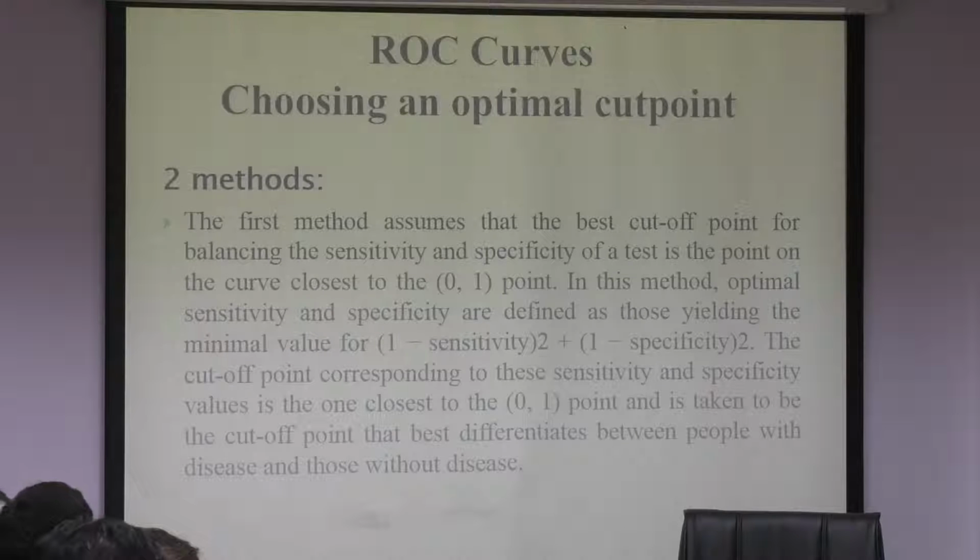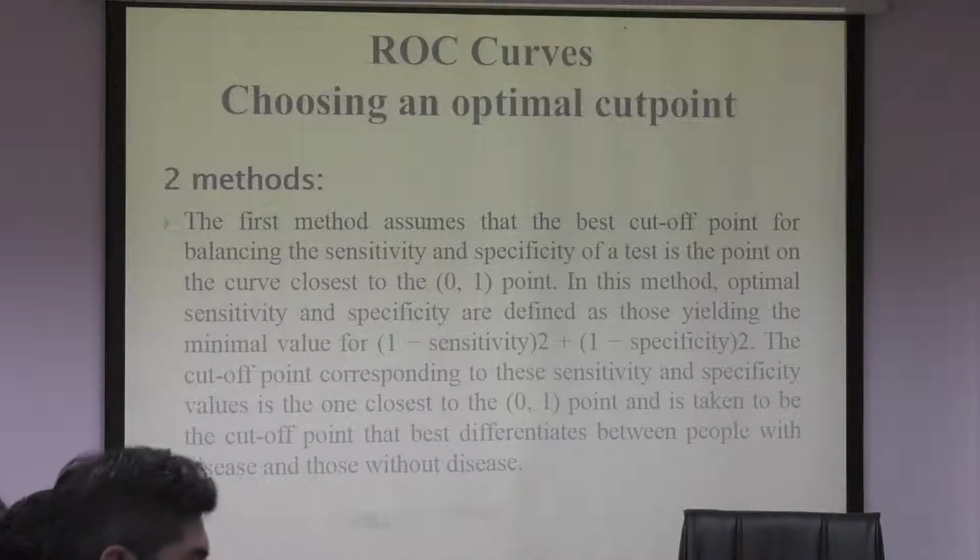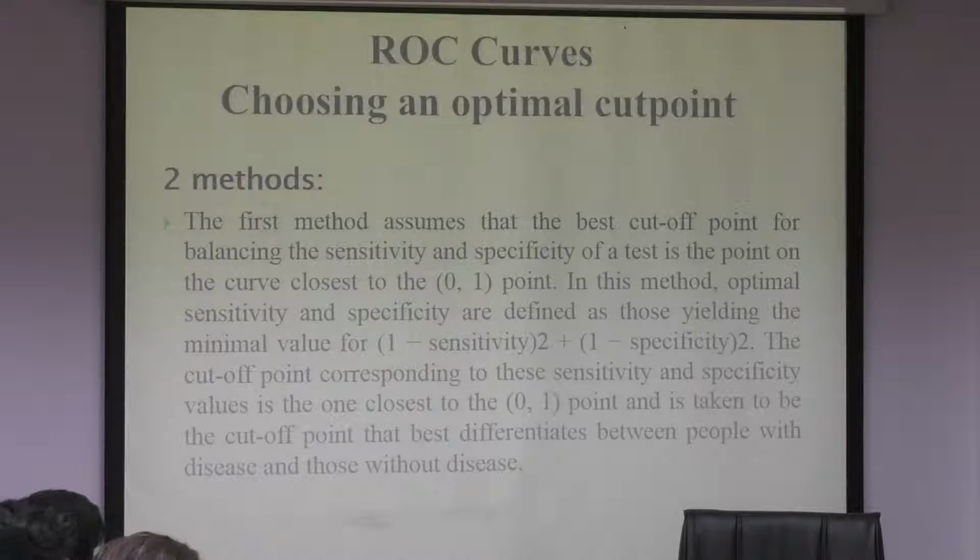There are two methods. The first method assumes the best cutoff point for balancing the sensitivity and specificity, and you should understand now what balancing means. I want the cutoff point that increases my sensitivity and the specificity at the same time. I don't want a high sensitivity but very low specificity, and I don't want the other way around. So I want the point which gives me a good balance between both.